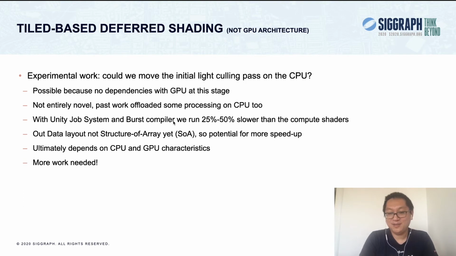Experimentally we see it's running 25 to 50% slower than the compute shader version. That's not bad because it's C# code. Also our data layout is not optimized as structure of arrays, so there's a lot of optimization we can still do to make it run faster. But ultimately it really depends on your CPU and your GPU characteristics, and more work is needed to really make this viable.